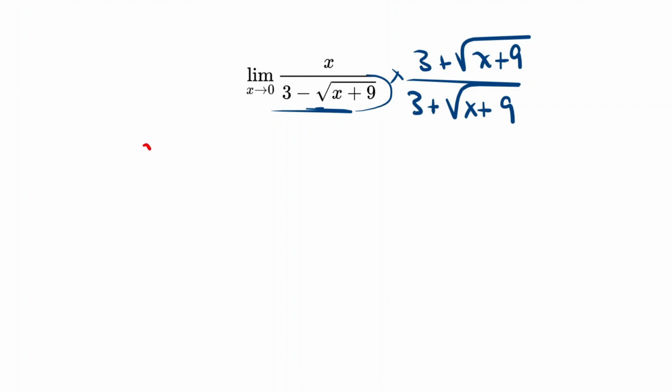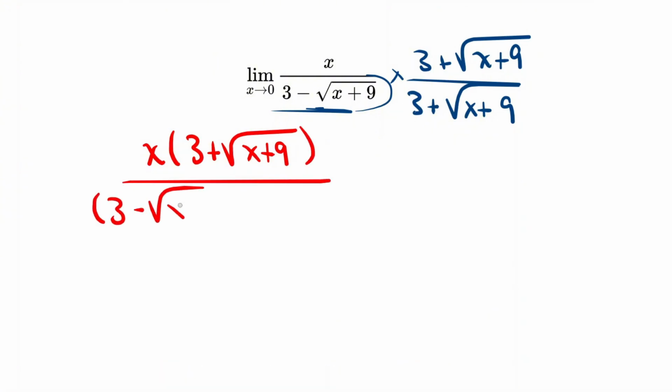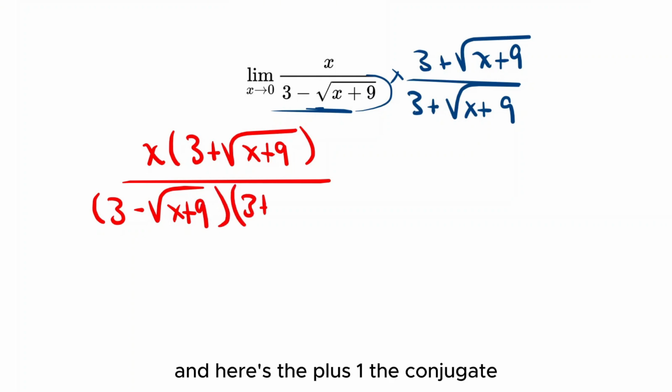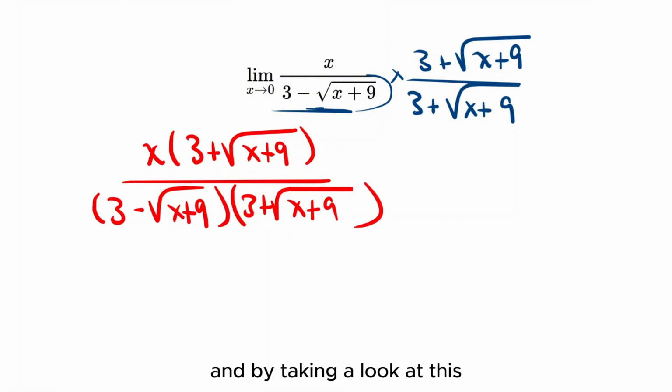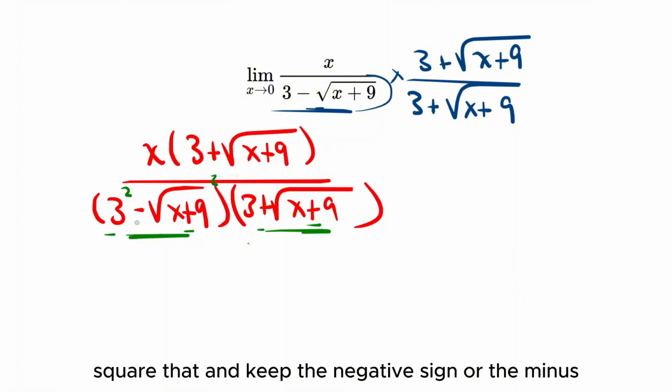So let's do it. 3 plus square root of x plus 9 divided by 3. And here's the plus one, the conjugate. And by taking a look at this, it seems quite familiar for you. It reminds us of the difference between two square roots. Same value here, here, here, and here, just different signs. So we're gonna just square this, square that, and keep the negative sign or the minus.